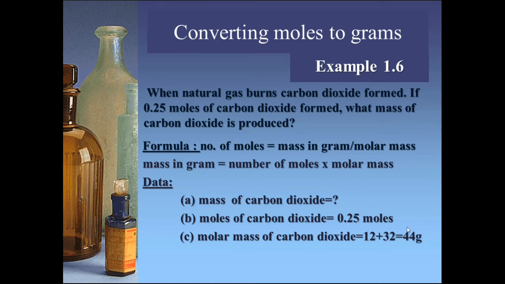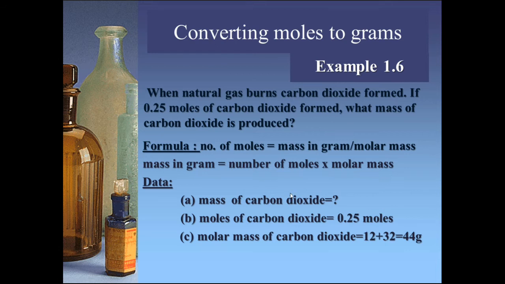Another example, converting moles to gram. Example 1.6. When natural gas burns, carbon dioxide forms. If 0.25 moles of carbon dioxide form, what mass of carbon dioxide is produced? Formula: number of moles is equal to mass in gram divided by molar mass. So mass in gram is equal to number of moles multiplied by molar mass.